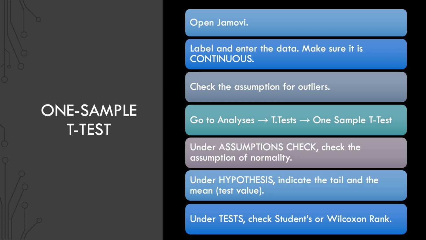Then under Assumptions check the assumption of normality. Then under Hypothesis, indicate the tail and the mean or the test value. Yung test value na sinasabi dito, yun yung ating mean. Okay? And under Test, check Student's or Wilcoxon Rank, depende kung ano yung appropriate na gagamitin mo.